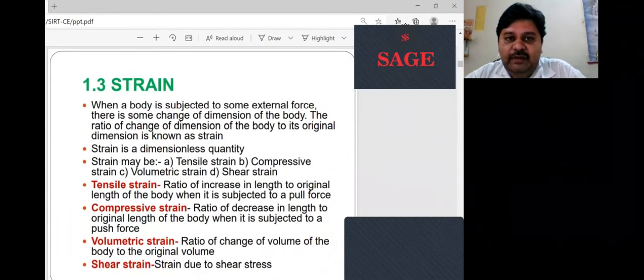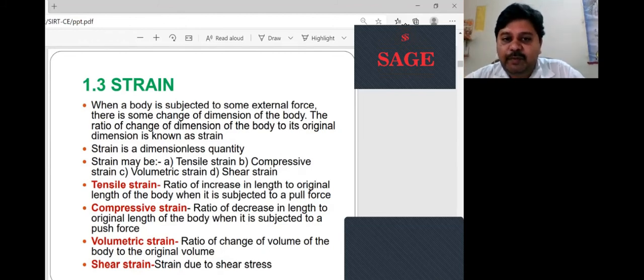Now we talk about strain. Strain is basically the change in dimension with respect to the original dimension. When a body is subjected to some external force, there is some change in the dimensions of the body. The ratio of the change in dimension of the body to its original dimension is known as strain. Strain is a dimensionless quantity: change in length with respect to the original length, the units cancel out.